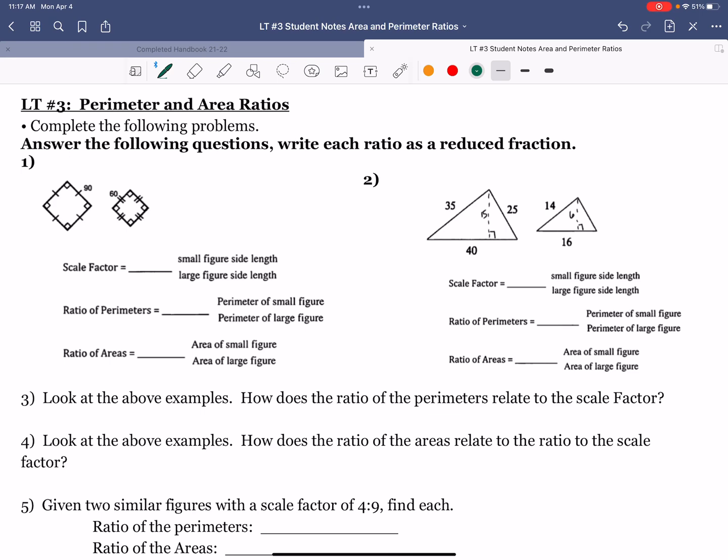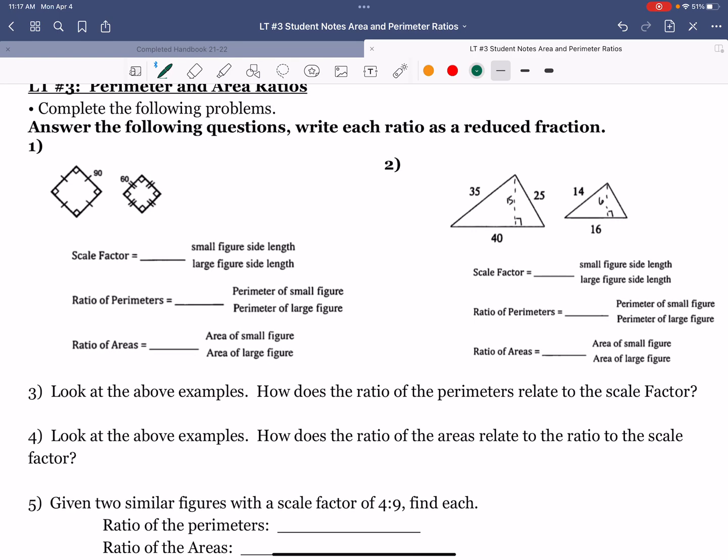Hello, this movie is for Learning Target 3, Perimeter and Area Ratios. So what I want you to do in numbers 1 and 2 is take each of these, and I want you to answer those questions writing the ratio as a reduced fraction. So on number 1, you're going to be doing the scale factor, which means small figure to the large.